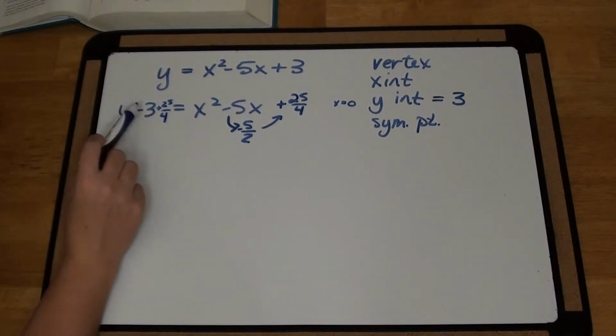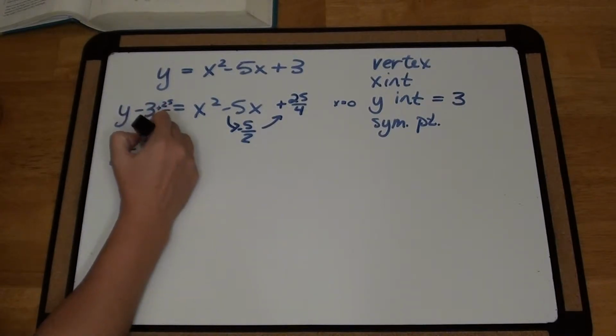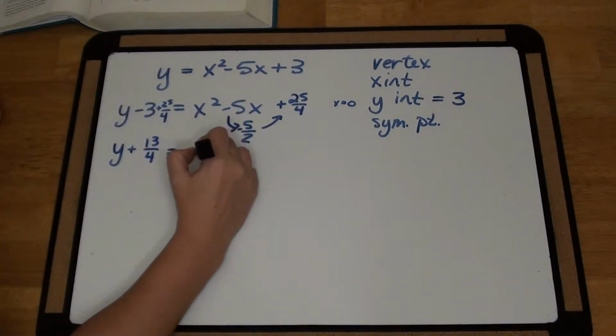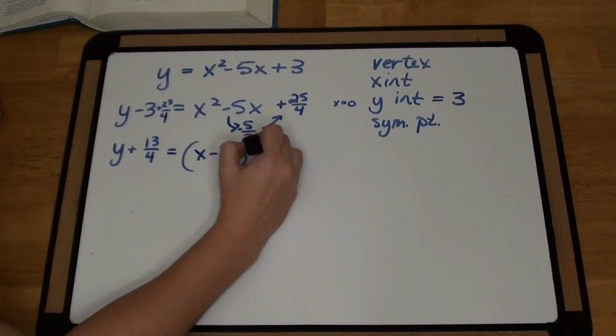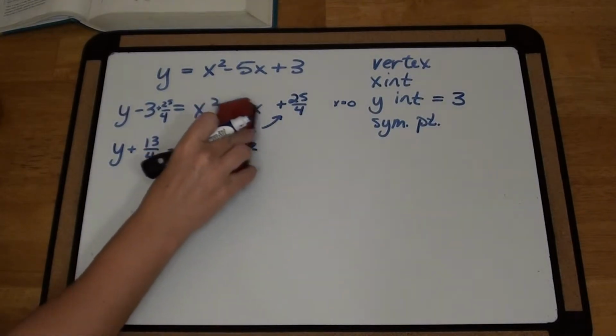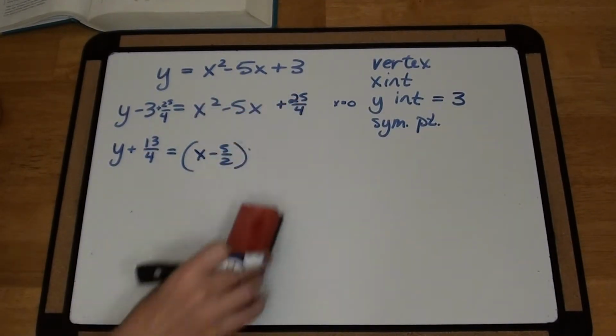So minus 3, that would be 12 fourths plus 25, so this is y minus 13 fourths, or sorry, plus 13 fourths, equals x minus 5 halves squared. I'm going to go ahead and erase this little note to myself so it's cleaner.